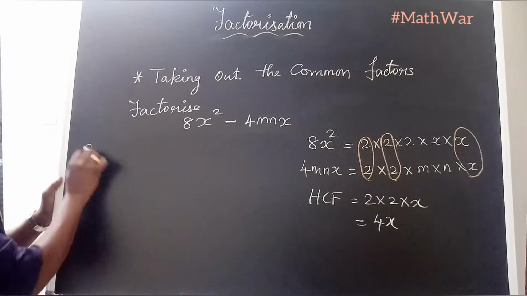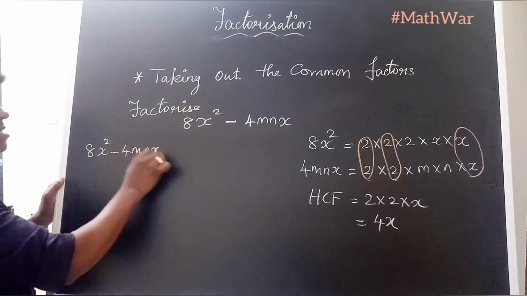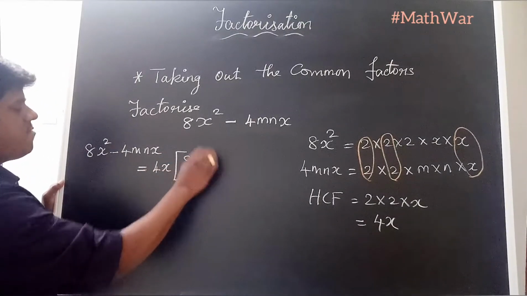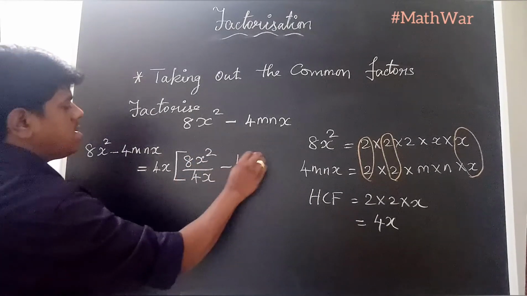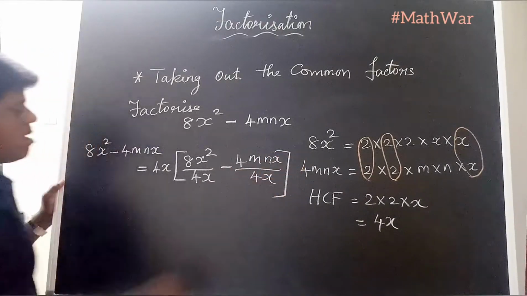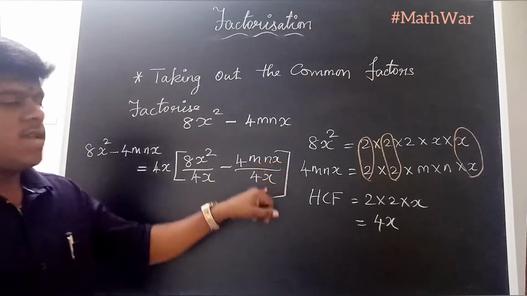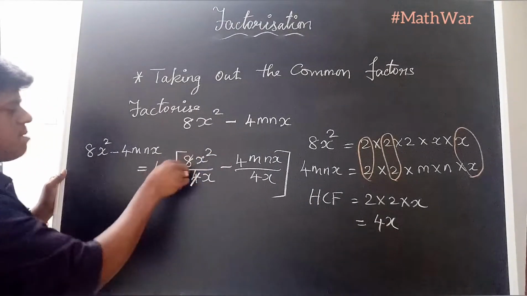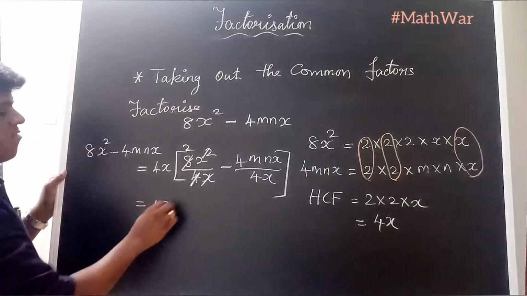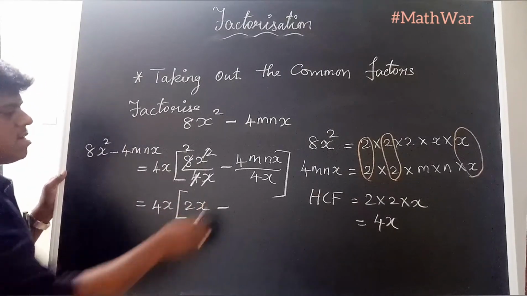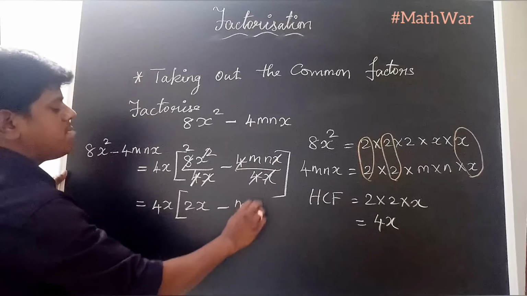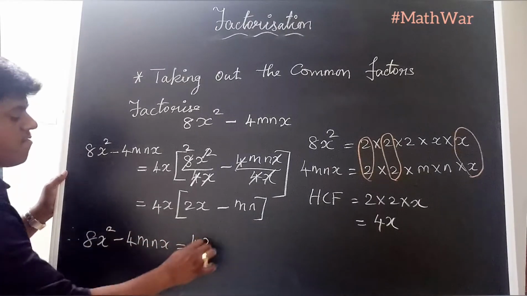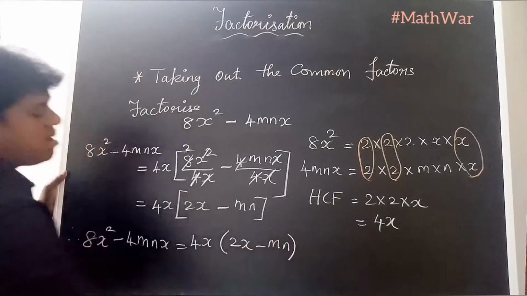That only we are going to take out. So 8x square minus 4mnx is equal to 4x into, and inside we should remove that 4x from each term. So we should divide each term by 4x: 4x into 8x square by 4x minus 4mnx by 4x. The 4x will come outside and the other terms we can do here. Here 8 by 4 can be written as 2, and x square by x leaves x. So 2x is there in the first term, and in the next term 4 and 4 get cancelled, x and x get cancelled, and mn will be there. Therefore 8x square minus 4mnx is equal to 4x into 2x minus mn. This is the final answer.